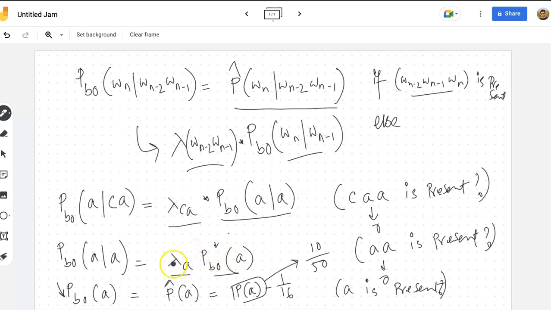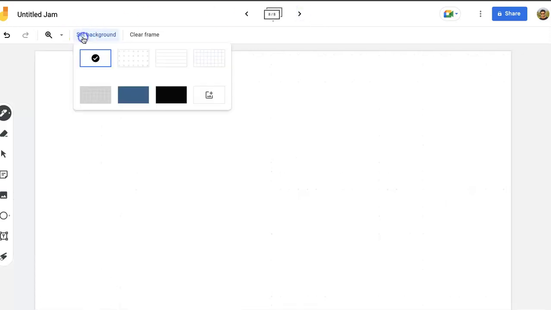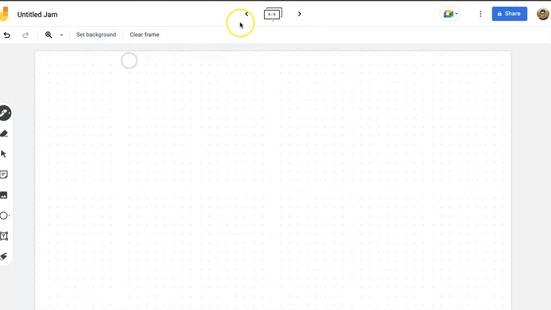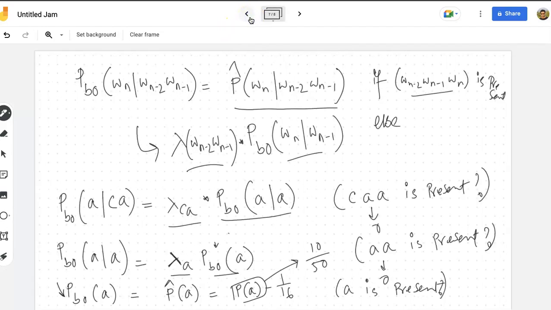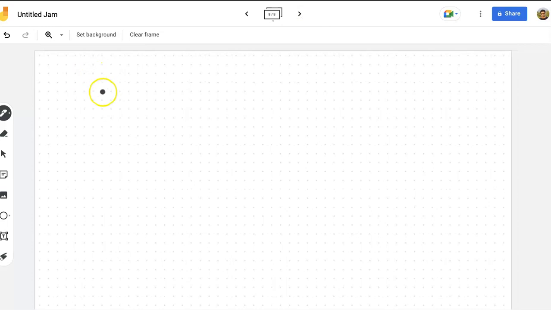But still you have to find these lambdas. How will you find these lambdas? If you remember, these lambdas are summations. So how will you find this lambda? Basically you can write it here only. Lambdas. Okay, so let's write it here.